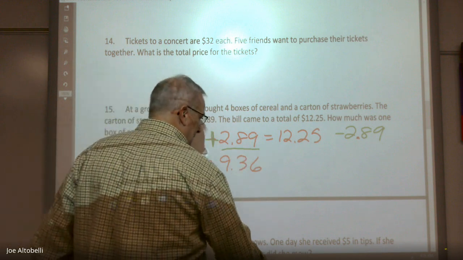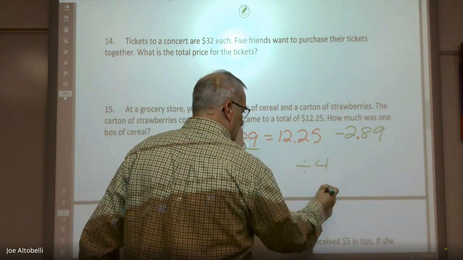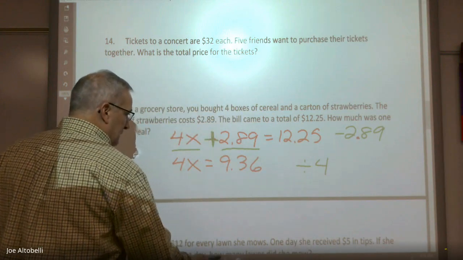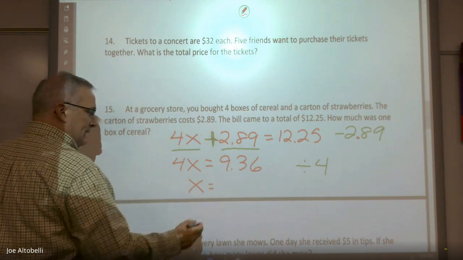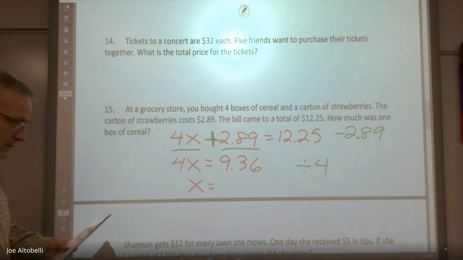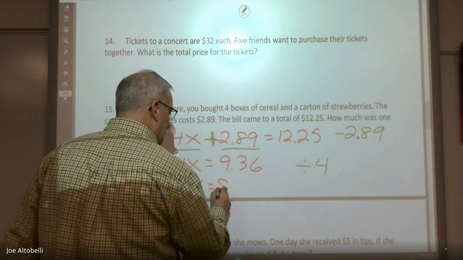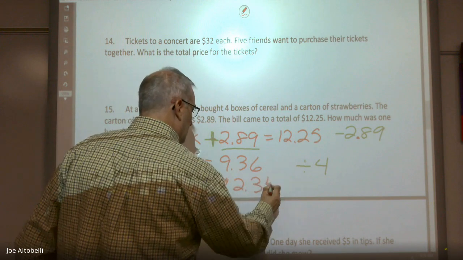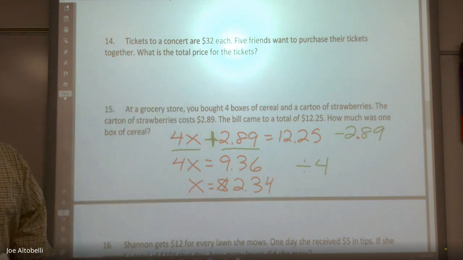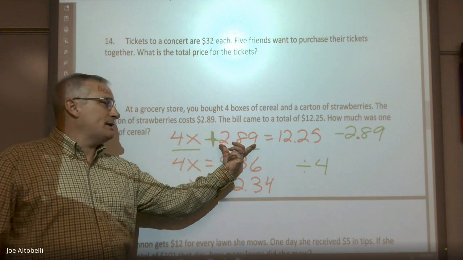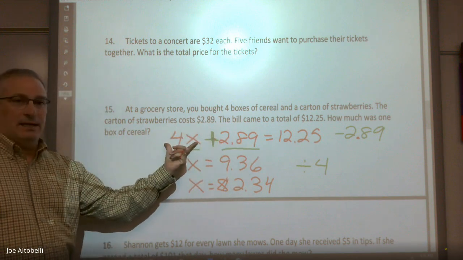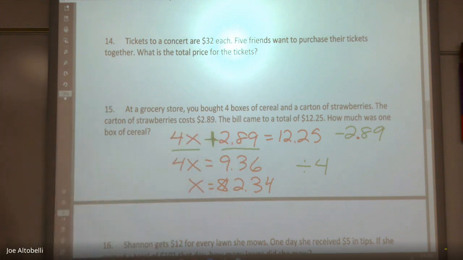And then I divide by 4, and I get x equals 2.34. So again, just like yesterday, when you're solving the 2-step equation, you're going to subtract the $2.89 and then divide by the 4. Questions on 15?